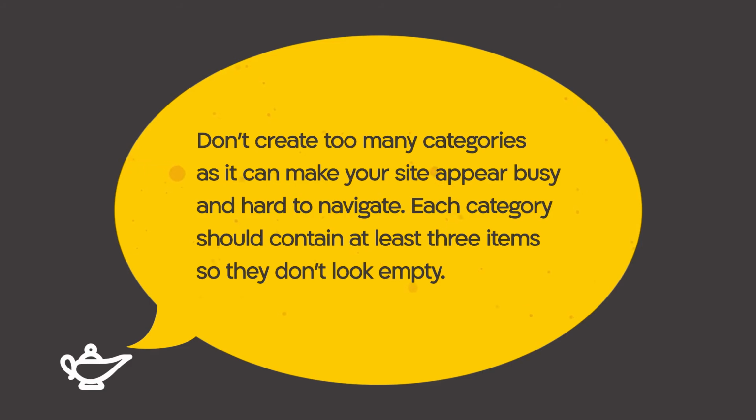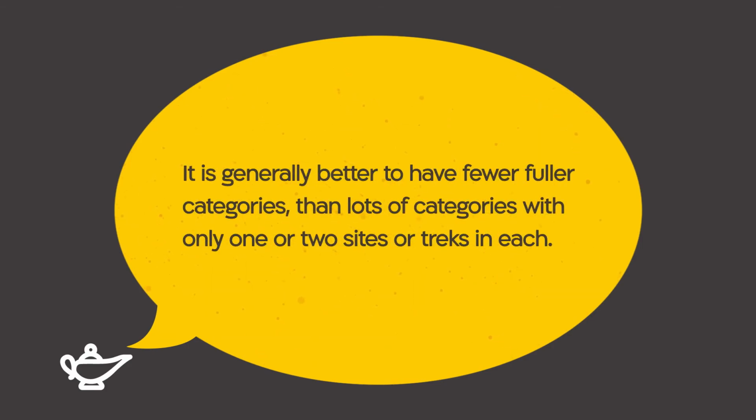Tip: don't create too many categories, as it can make your site appear busy and hard to navigate. Each category should contain at least 3 items so they don't look empty. It is generally better to have fewer, fuller categories than lots of categories with only 1 or 2 sites or treks in each.